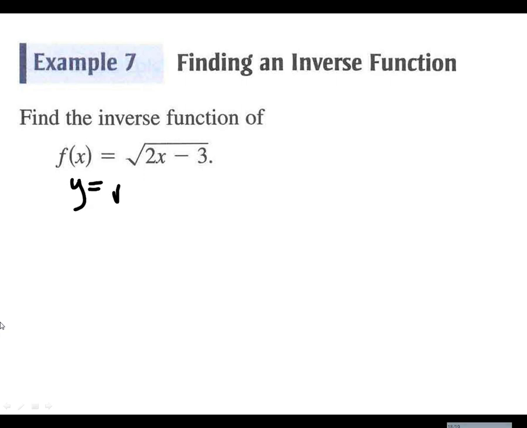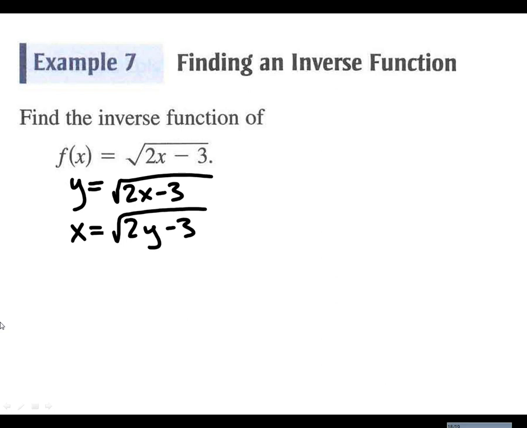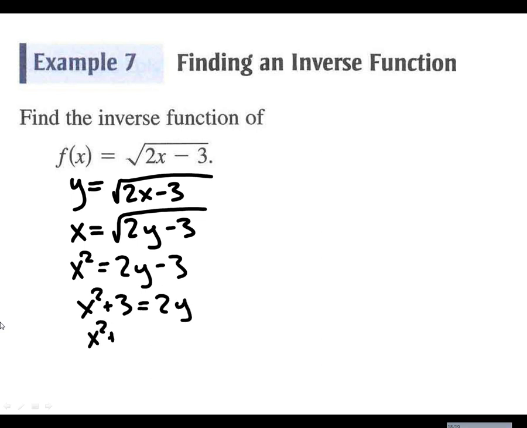Y equals square root of 2x minus 3. Switch them. X equals square root of 2y minus 3. And let's get y out all by itself. So we need to square both sides. We need to add 3. And we need to divide by 2 to get our inverse function.